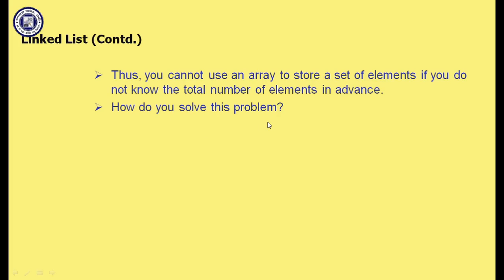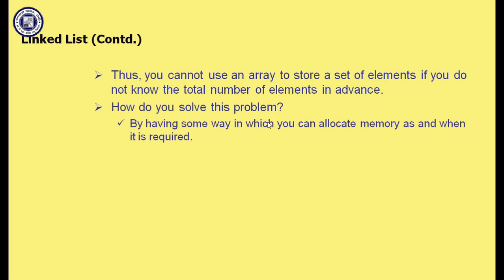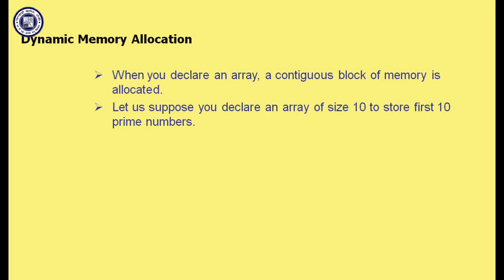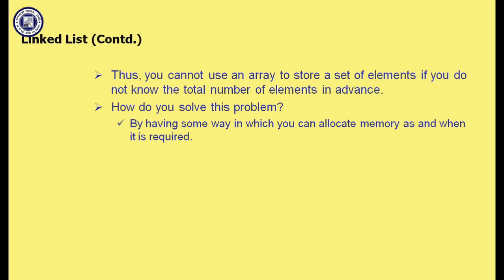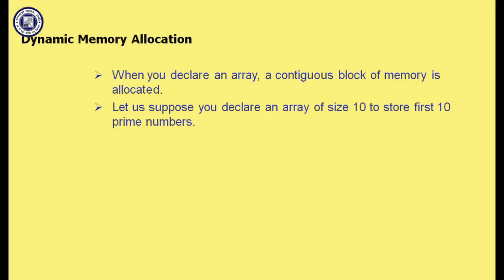So how would you solve this problem? By having some way in which you can allocate memory as and when it is required. So this process of declaring or allocating memory as and where required is known as dynamic memory allocation.